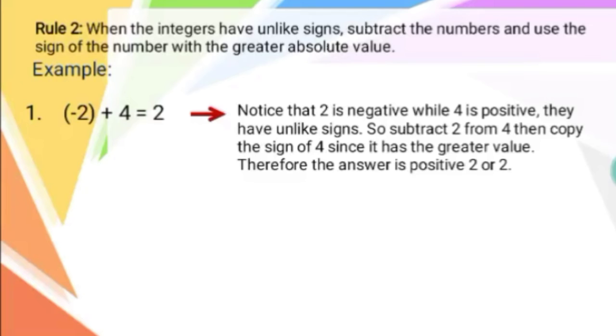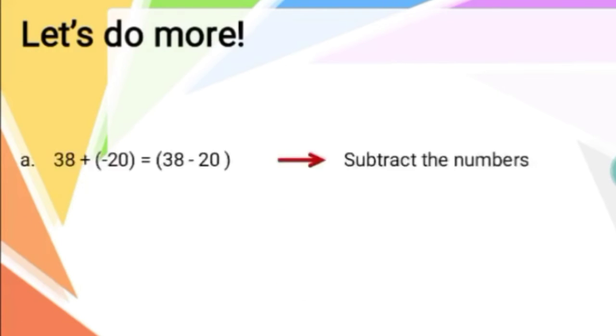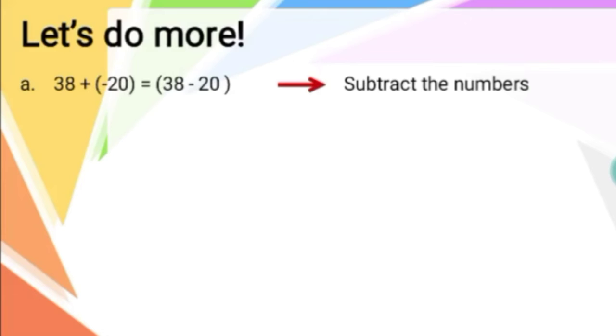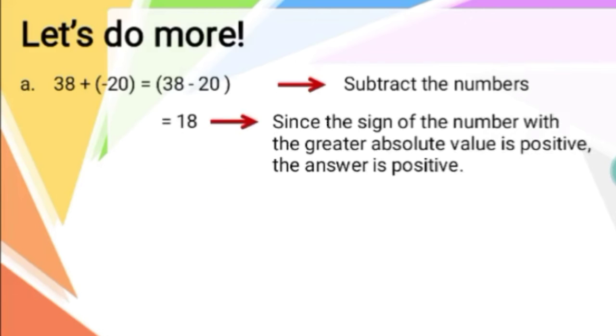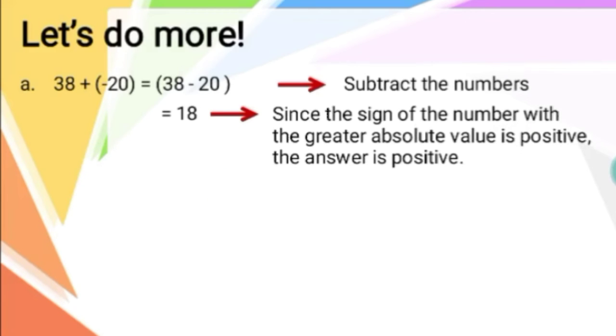Para mas maintindihan pa natin, meron pa tayo dito. Let's do more. For letter A, 38 plus negative 20 equals 38 minus 20. We will subtract the numbers. Next, 38 minus 20, that is 18. Since the sign of the number with the greater absolute value is positive, then the answer is positive.